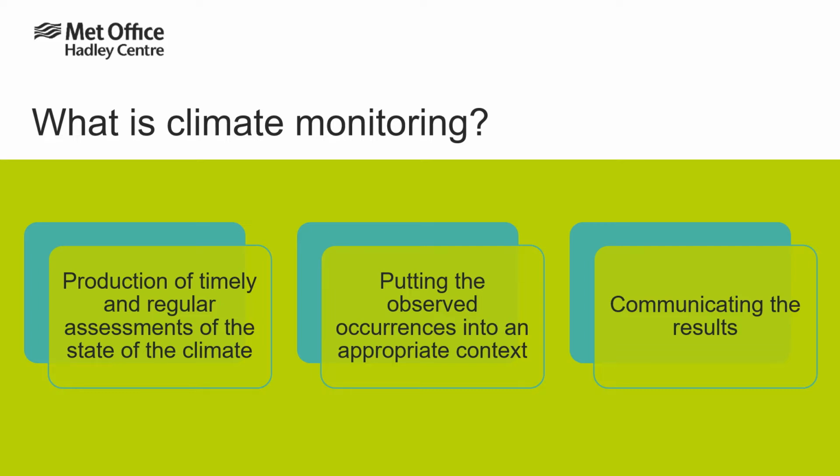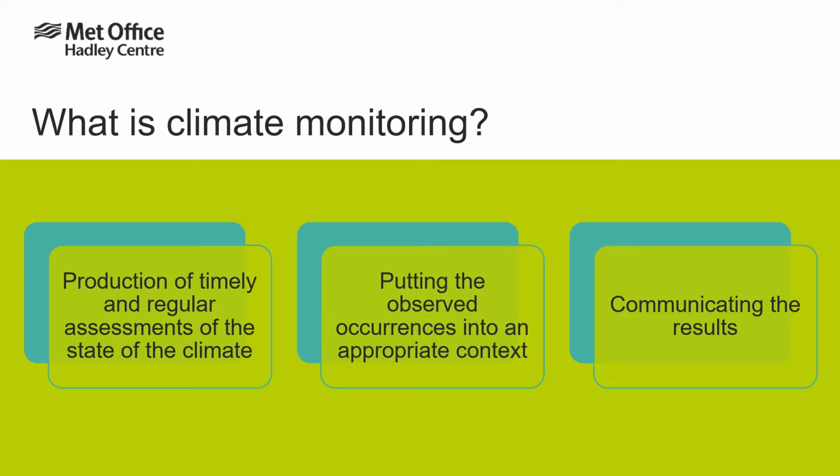So the first is the production of timely and regular assessments of the state of the climate. So the state of the climate reports that the WMO produces, that the Bulletin of the American Meteorological Society state of the climate reports and others, as well as the data sets that we use to update these reports.